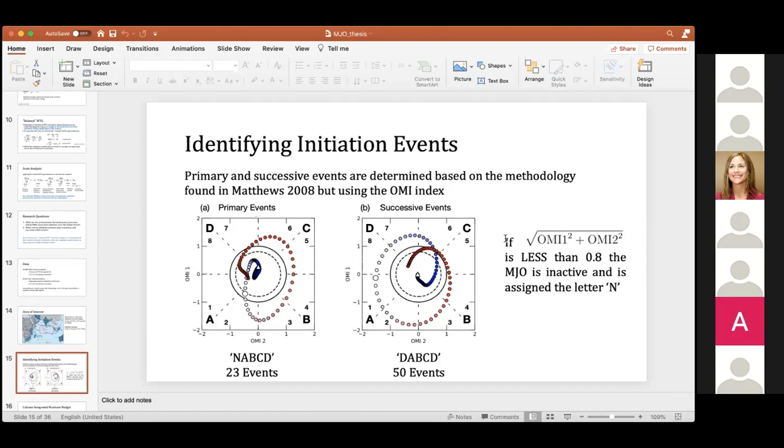And just to give a bit of a basis, the amplitude is determined based on OMI 1 squared plus OMI 2 squared and taking the square root of that. We chose to use a threshold of 0.8, primarily so we could have a wider selection of events than what an amplitude of 1 would give us. And it's important to note that in the Matthews 2008 study, they use a threshold of 0.4 for activity. We just wanted to be a little bit more conservative with our threshold than their study.